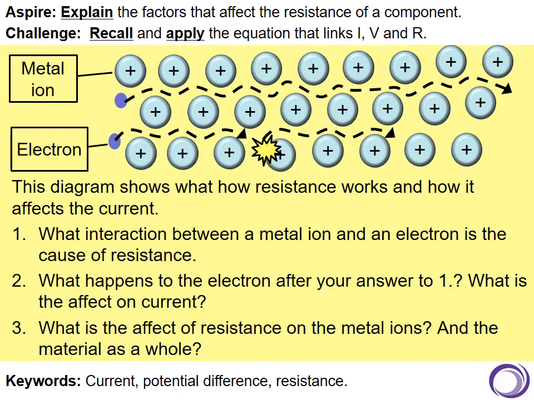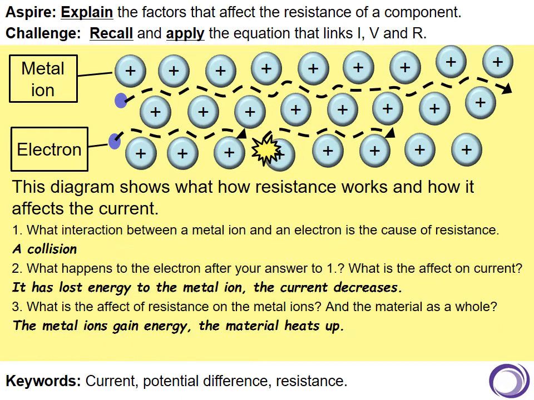Okay, and stop there. Let's have a look at some of your responses. So, the interaction between a metal ion and an electron that is the cause of the resistance is a collision. The electrons collide with the metal ions, and this collision results in an energy exchange.